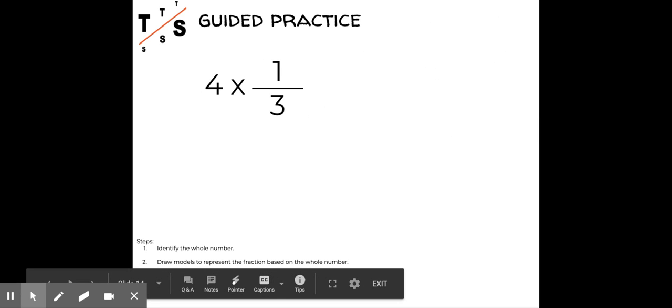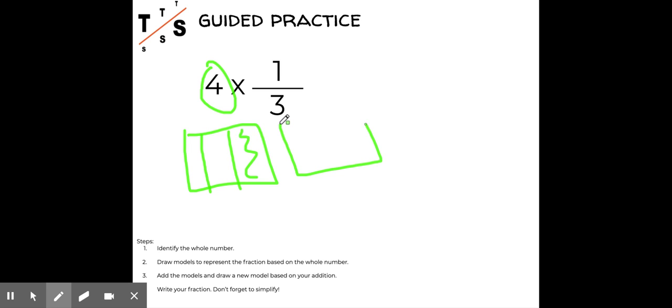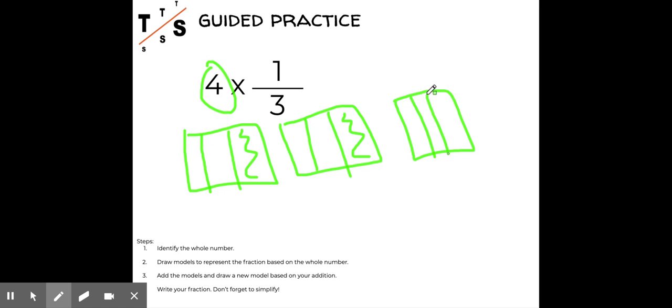Let's try another one. 4 times 1/3. Again, if you want to pause and try it and then come back and see the answer, you can do that too. So I know I'm going to be drawing the model 4 times. I have my 1/3 model. There's 1/3. And there's 1/3. And here's 1/3. And here's 1/3.